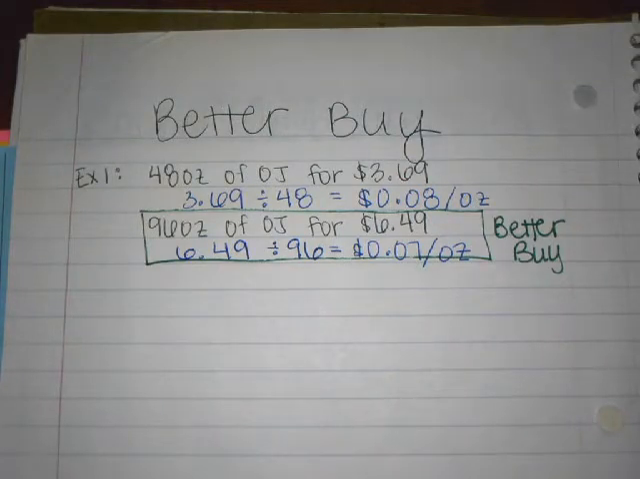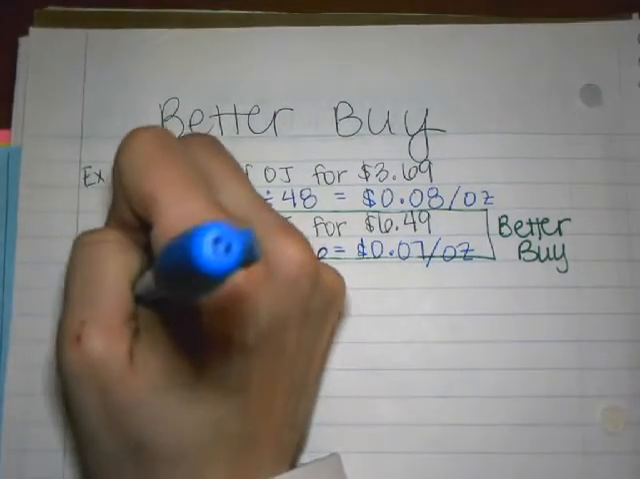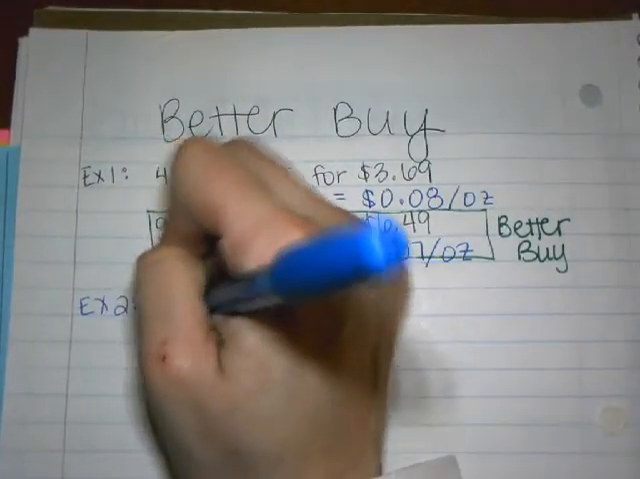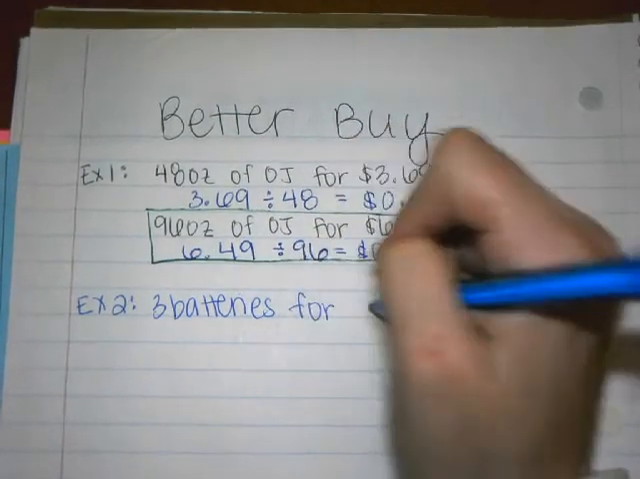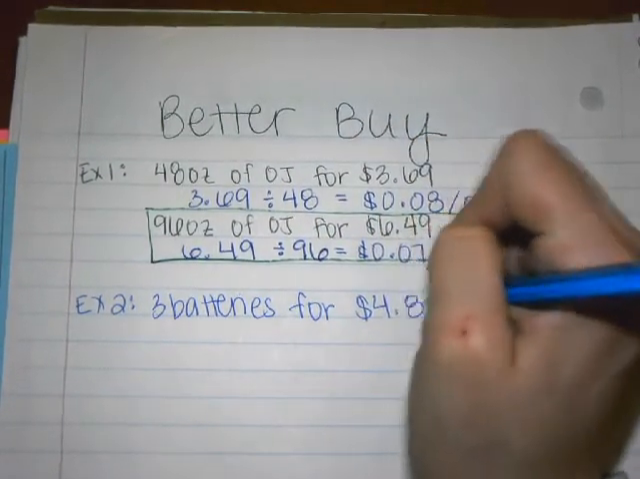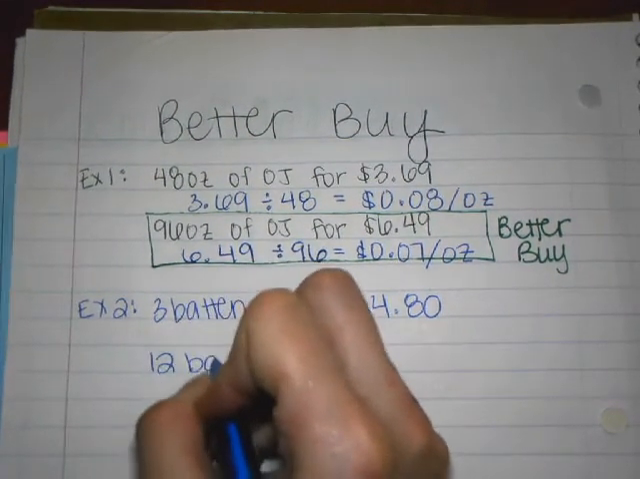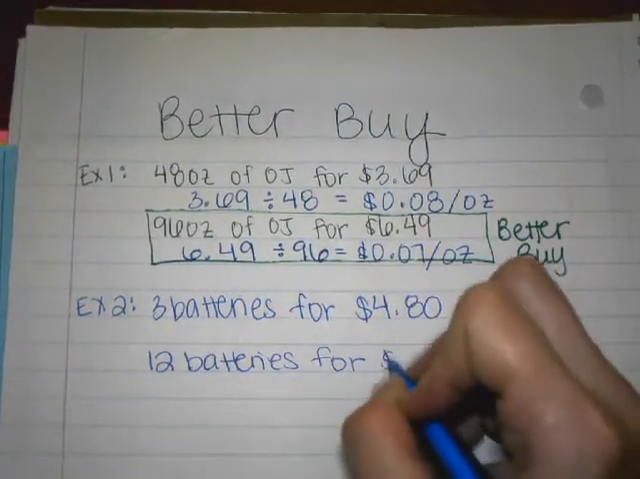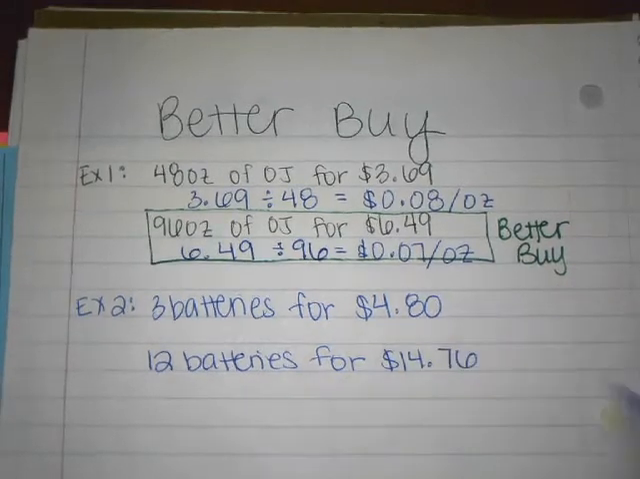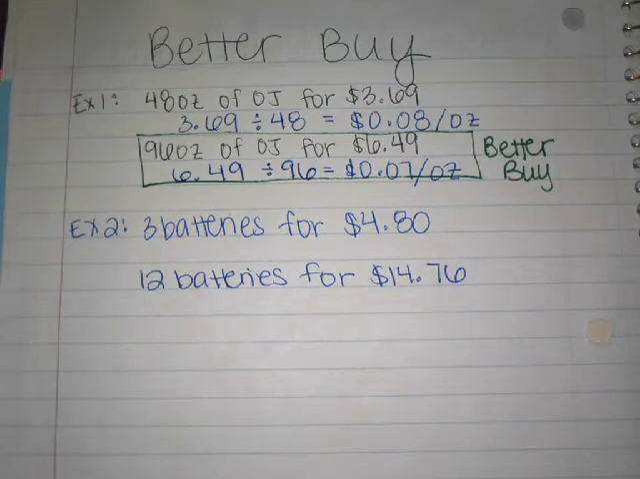Here we go. Okay. Example 2. I can buy 3 batteries for $4.80, or I can buy 12 batteries for $14.76. I want to know which one is the better buy.